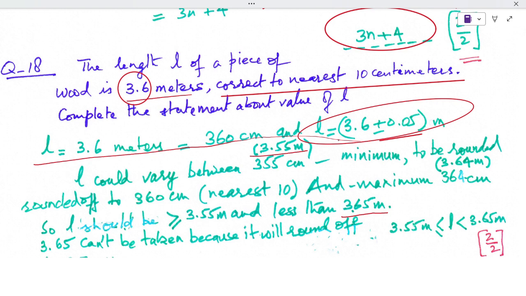That means L can't be exactly 3.65, because if we round off 3.65 to nearest 10, it will become 3.7, which is a wrong answer. So L has to be less than 3.65. It could be 3.649 but not 3.65. So our final answer will be 3.55 meter is less than or equal to L, and L is less than 3.65 meter.